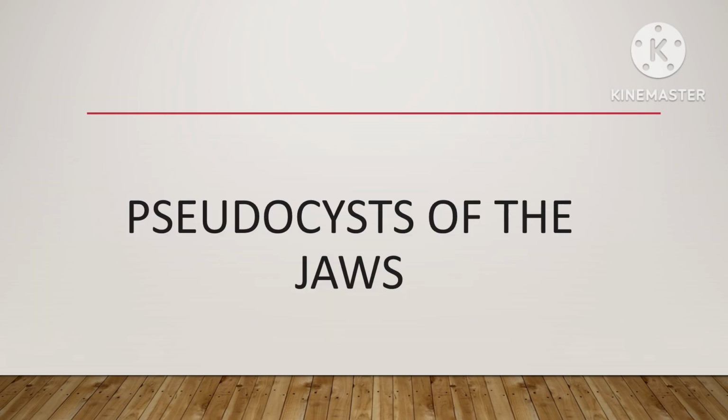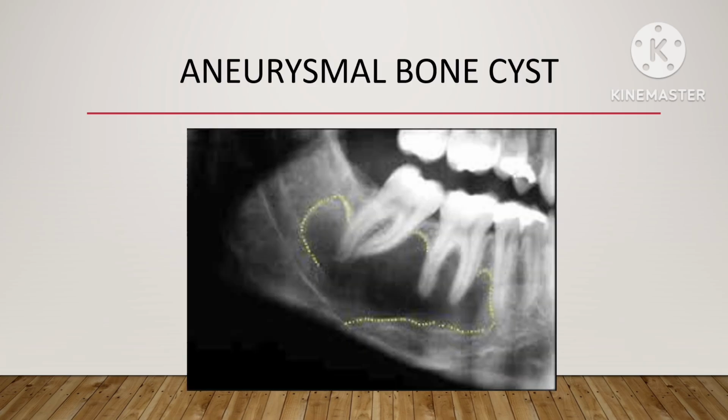Pseudocysts of the jaws are non-epithelial, fluid-filled lesions that resemble true cysts radiographically, but they lack a true epithelial lining, which is why they are termed as pseudocysts. Although they are not true cysts, they can sometimes be located near the apex of the teeth, resembling periapical lesions on an X-ray. The common pseudocysts relevant to periapical pathology are, first of all, the aneurysmal bone cyst. It is a blood-filled lesion that expands within the jawbone with a blowout or balloon-like radiographic appearance that can present near the apex of the tooth, causing root displacement.